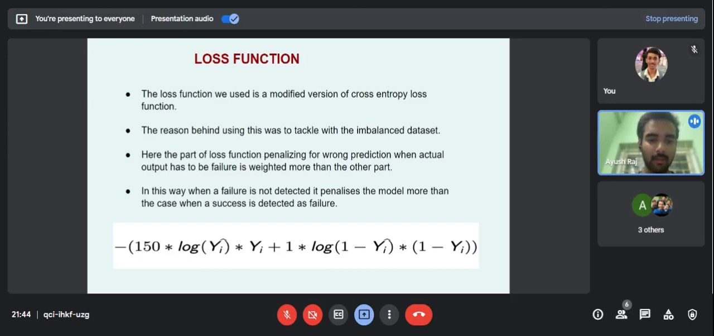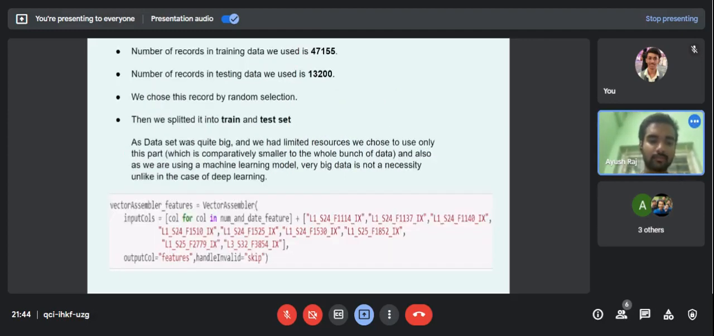Here, the part of the loss function penalizing wrong predictions when the output has to be failure is weighted more than the other part, because the number of failures is less. In this way, when a failure is not detected, this loss function penalizes the model more than the case when a success is detected as failure. We chose the weights by taking the ratio of the number of failures to the number of successes. In the inverse ratio, we chose the weights for the two terms.